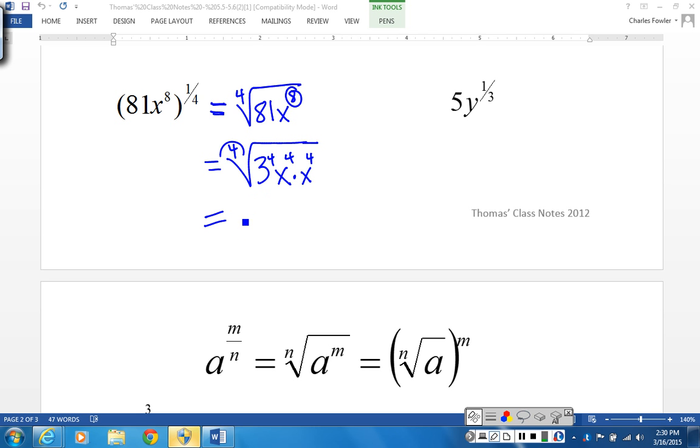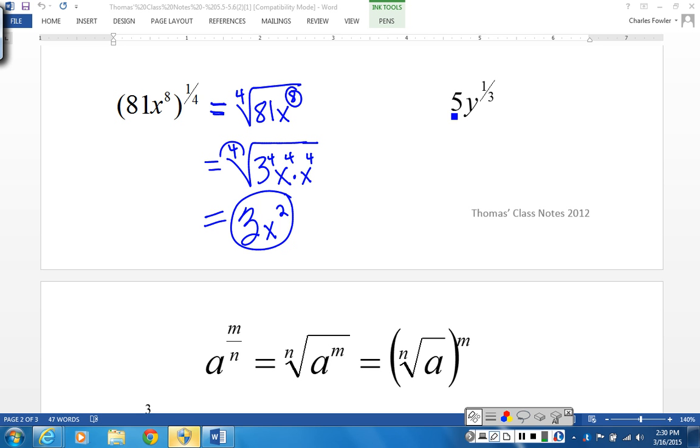So we know that we can take a 3 out because the 4th root of 81 is 3. But also the 4th root of x to the 4th is x. So x squared comes out. So 3x squared is your answer.